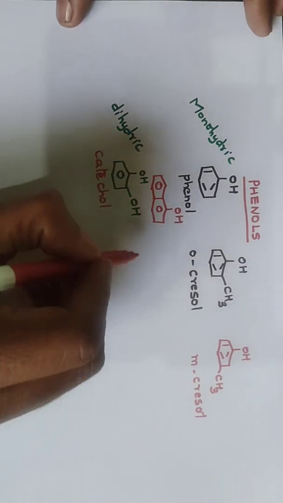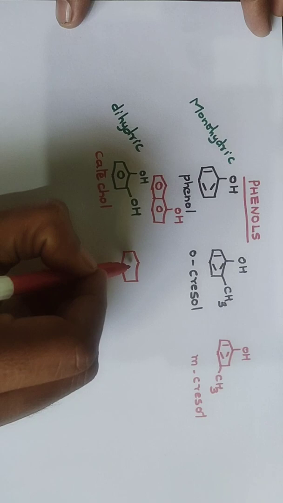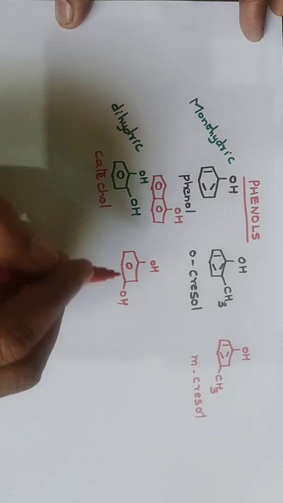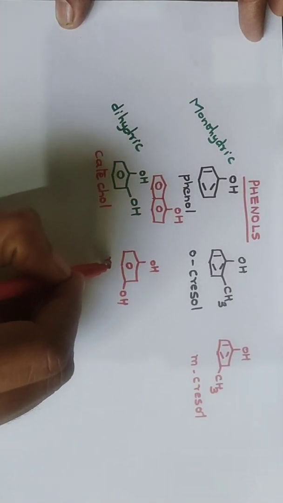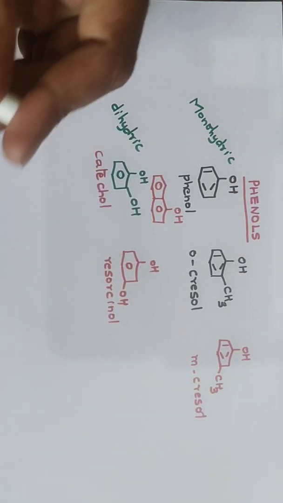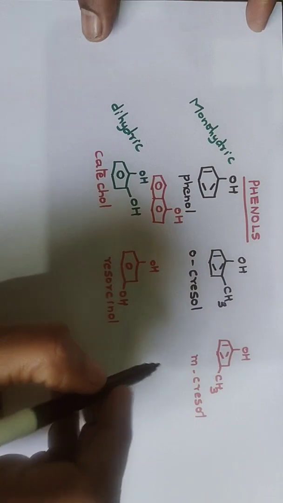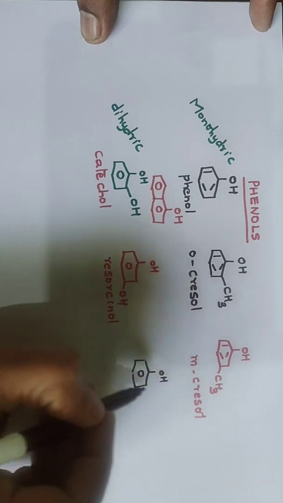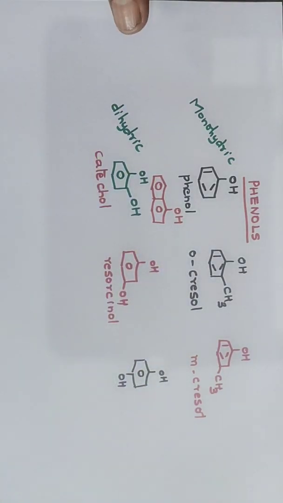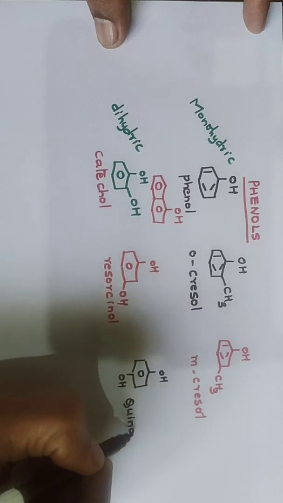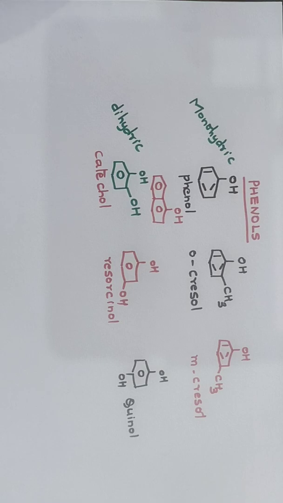If the OH groups are present at the 1,3 position, this is also a dihydric phenol. The name of this is resorcinol. This is called quinol. All these are dihydric phenols.